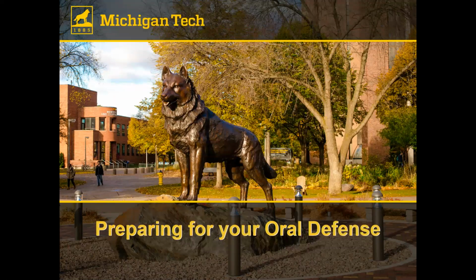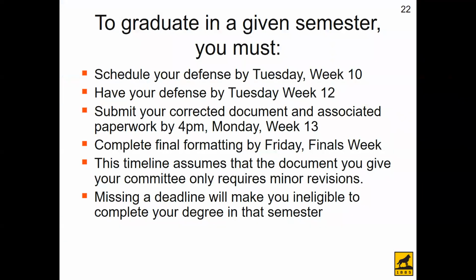So now we're at the stage where we want to get ready for our oral defense. If you want to graduate in any semester that you want to graduate, these are the universal deadlines. So you need to schedule your defense by the Tuesday of week 10, no later than that. If you schedule it later than that, you can't graduate in this semester. You need to graduate in a future semester. You need to have your defense no later than the Tuesday of week 12. And then you have until the Monday of week 13, 4 p.m. to submit your corrected document and any associated paperwork.